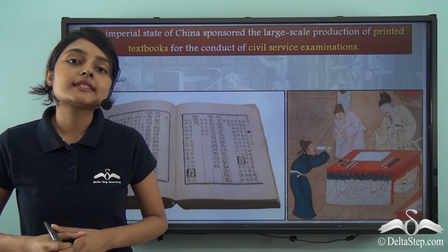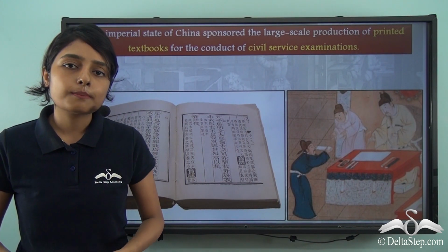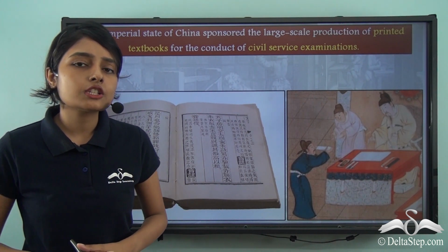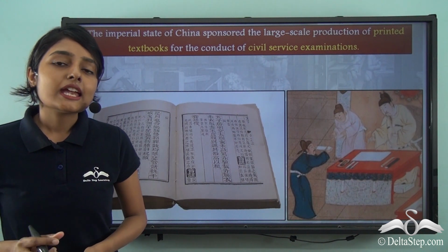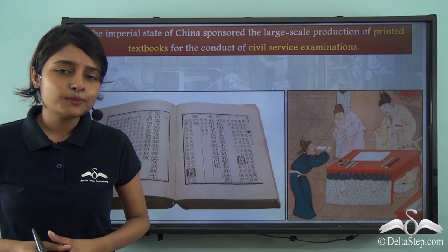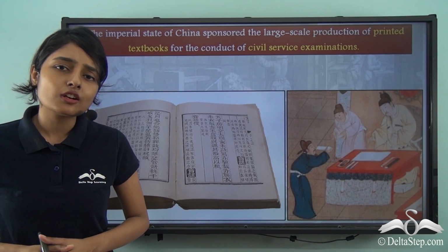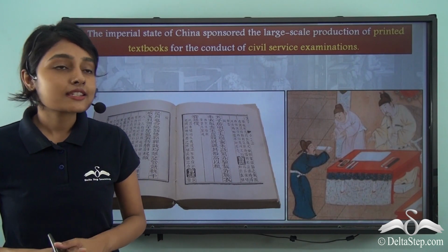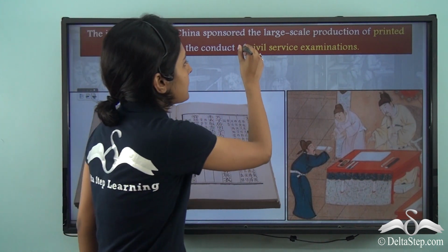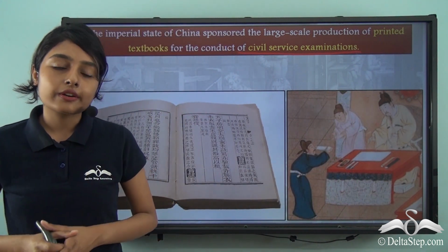Now, this printing technology also underwent changes and evolution in China itself. No technology is ever static. It will always be in a state of transition, in a state of development. Now, what do you think contributed to the growth of printing technology in China? Well, it was a set of examinations. Now, doesn't this sound very strange to you? That certain examinations contributed to the growth of printing technology in China? Well, this is because the imperial state of China conducted civil service examinations in order to recruit the bureaucrats.